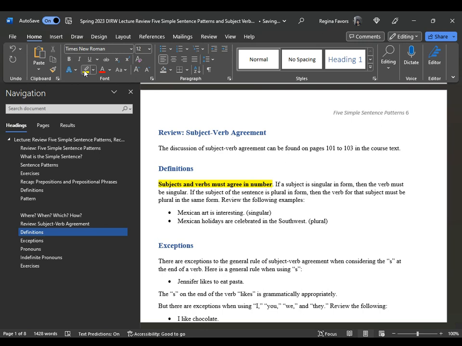If a subject is singular in form, then the verb must be singular. If the subject of the sentence is plural in form, then the verb for that subject must be plural in the same form. So review the following examples.